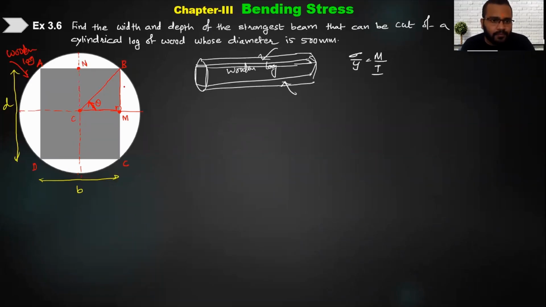Okay, or else the n point is not needed. M point will do the purpose. So in this triangle, what is this? This CV is the radius. Can I write it as diameter by 2? So I can write it as diameter by 2.